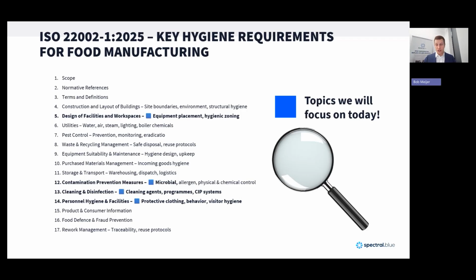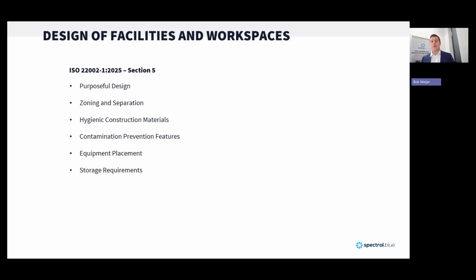Some of the key changes here are a stronger emphasis on environmental monitoring, new allergen control and chemical contamination sections, and revised pest control and hygiene requirements for personnel. There's a greater alignment with ISO 22000 and modern FSMS principles. We're delving deeper into the first section, section 5, design of facilities and workspaces.